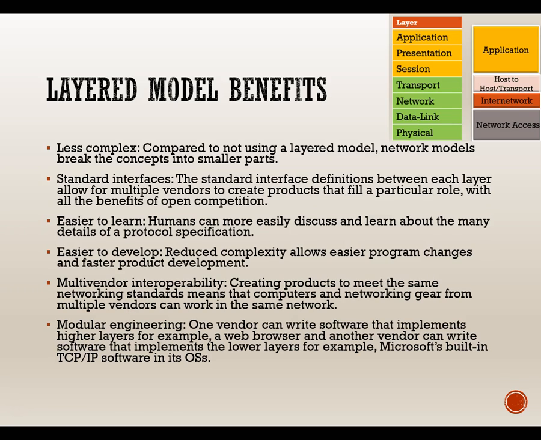So, a drink from a fire hose again. But the layered model has benefits: it's less complex compared to not using layers. It allows us to break the big problem into seven smaller problems. Standard interfaces: standardization between each layer allows multiple vendors to create the products that we use. It's easier to learn: we can more easily discuss and learn about the many details of protocol specifications if we look at one layer at a time. It's easier to develop, reduces complexity, and allows easier program changes, like the one we're going through now, IPv4 to IPv6. Multi-vendor interoperability, which we talked about, and then modular engineering: one vendor can write the software that implements the higher layers.